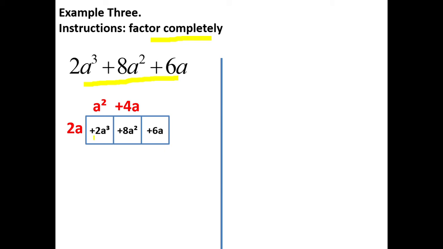And the last one, here's the a already here. So what number do you have to multiply times this 2 to get to that 6? 2 times 3 is 6. So we need a 3 up there. 3 times 2a gives you 6a's.